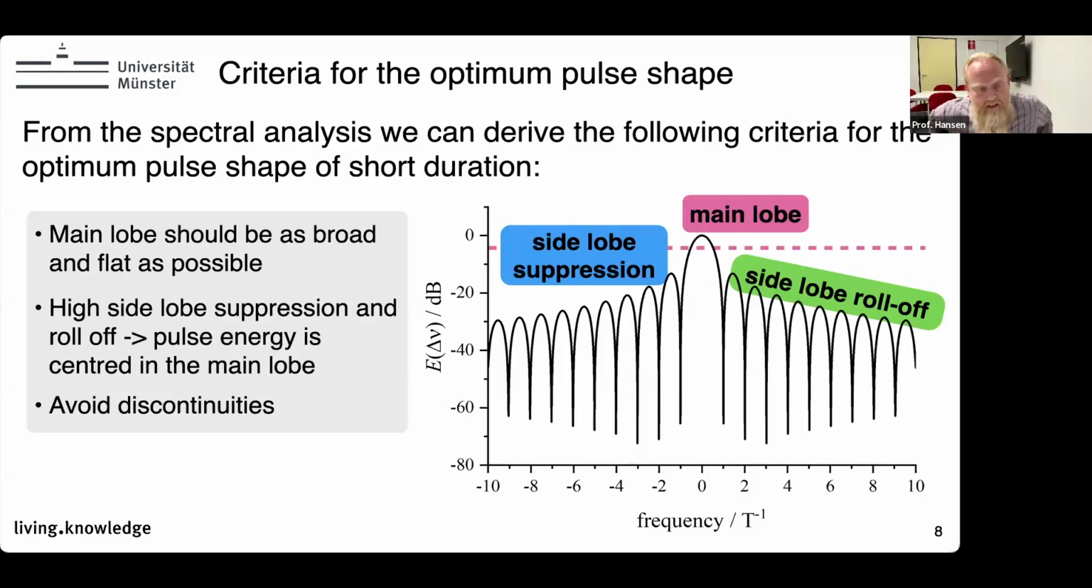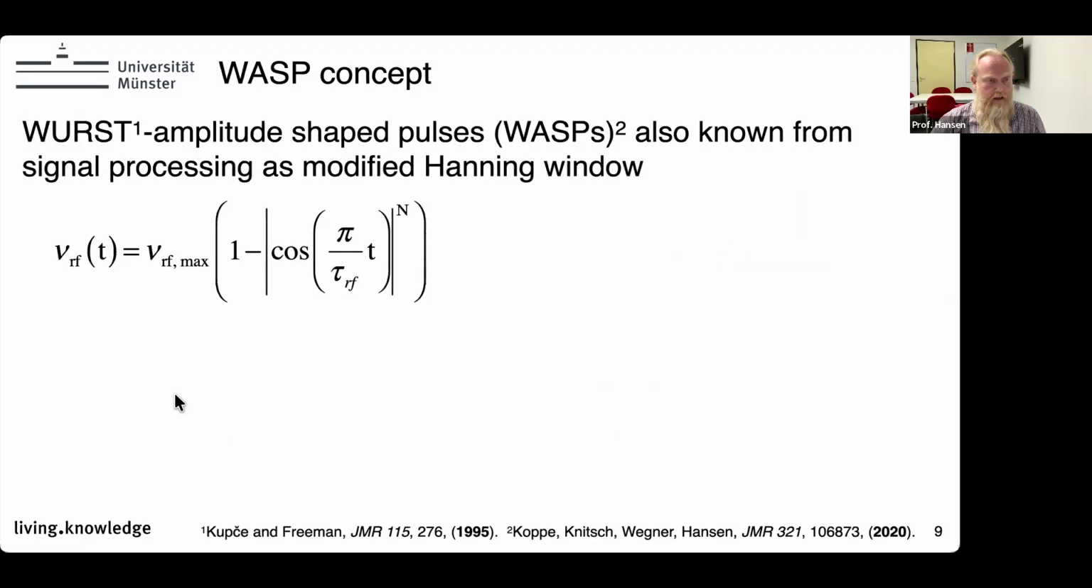And from this kind of analysis, you can see that what you actually want to achieve is to avoid discontinuities in a pulse, and a rectangular pulse where you go from 0 to 100% actually is a discontinuity. And this way you can maybe think about other ways of how to do this. And this is where these WURST pulses, wideband uniform rate smooth truncation pulses, come in, introduced in the 90s by Kupce and Freeman. If you look just at the amplitude form here, this is just maximum amplitude multiplied by this 1 minus cosine to the power of n.